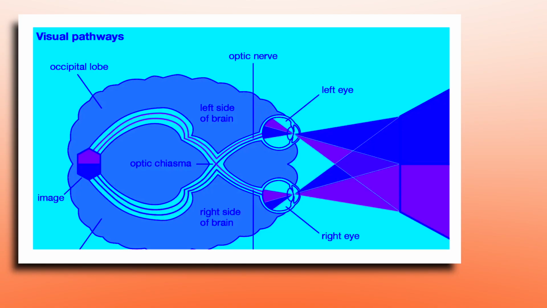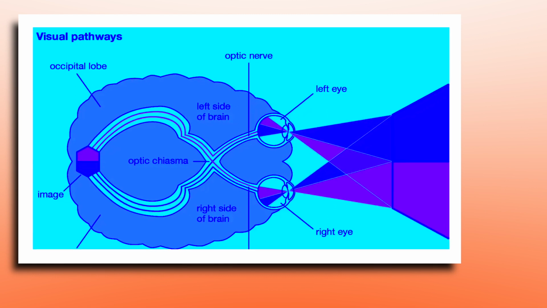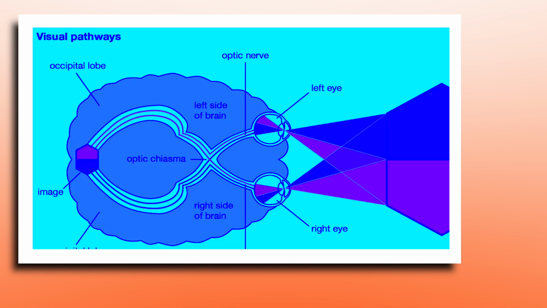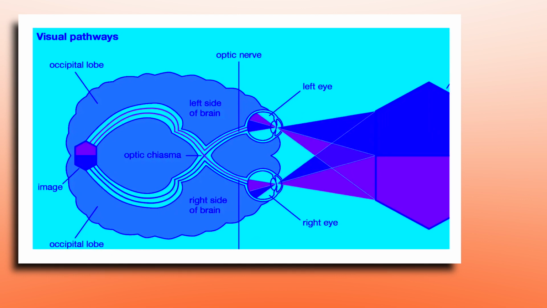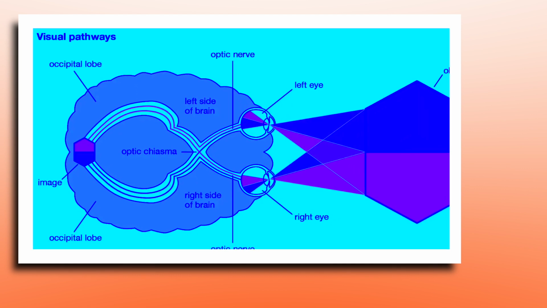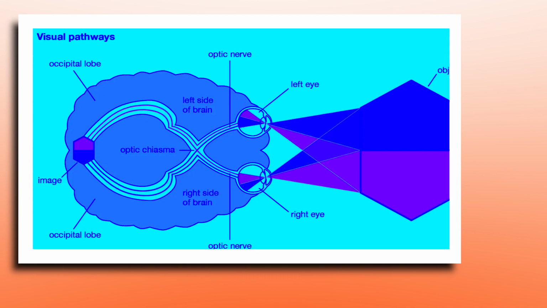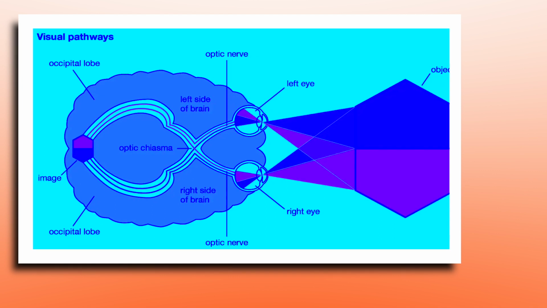They are crossing, that is the right eye, certain fibers are coming to the left area of the brain, and certain left-sided fibers are coming to the right-sided area of the brain. That is when you will see that there is a crossing of certain nerve fibers, and the area where it is crossing is called the optic chiasma.